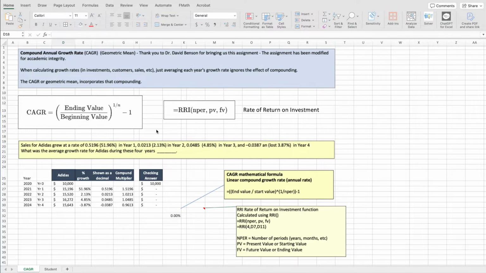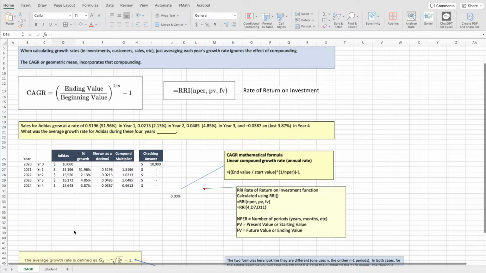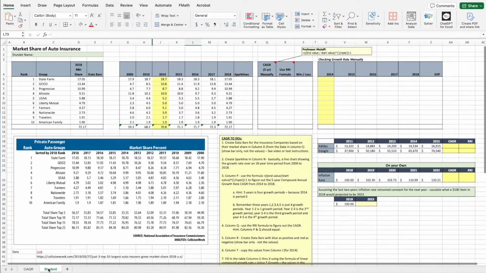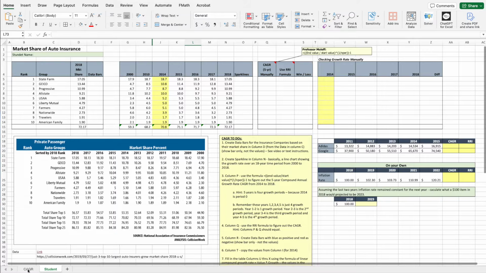Now, when calculating growth rates, just averaging each year's growth rate usually ignores the effect of compounding. Okay, and what the CAGR formula and the RRI function do is they take into account the effect of compounding. So I want to go over a little bit with you before we get into our assignment. This is our assignment over here. This is what we'll be filling out today.